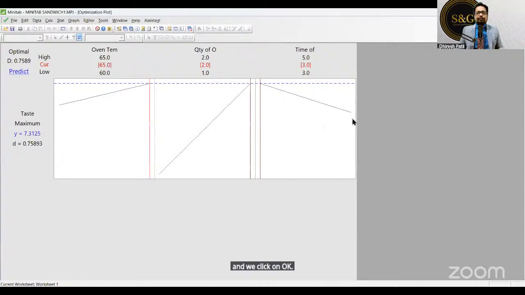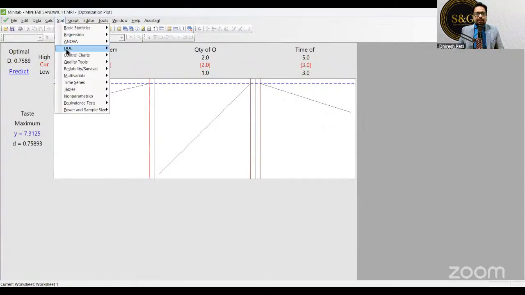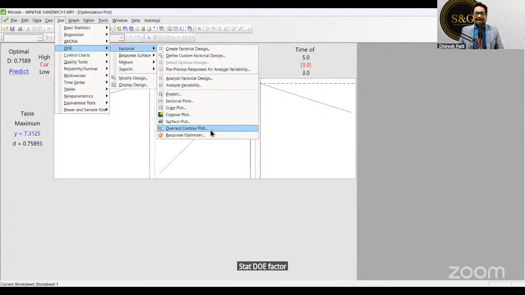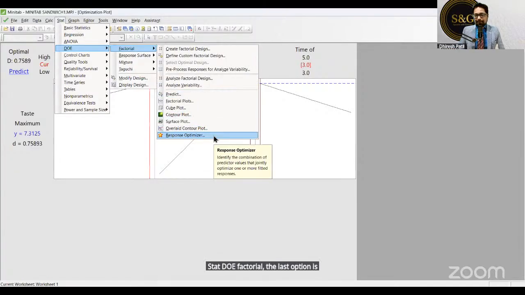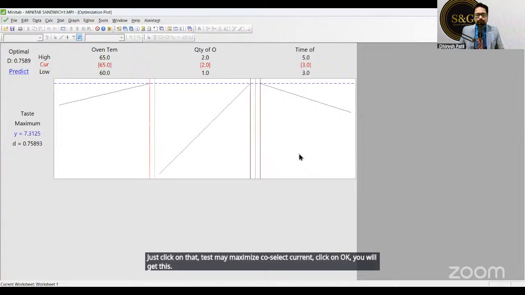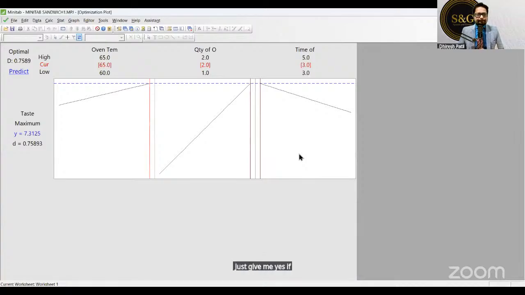Now there is a graph in front of us. Everybody got it? Stat, DOE, Factorial. The last option is Response Optimizer. Just click on that. Select maximize for test and click on OK. You will get this. Just give me yes if you are here with me. Very good. Now this is the magic. Look at this. Got it now? Very nice.